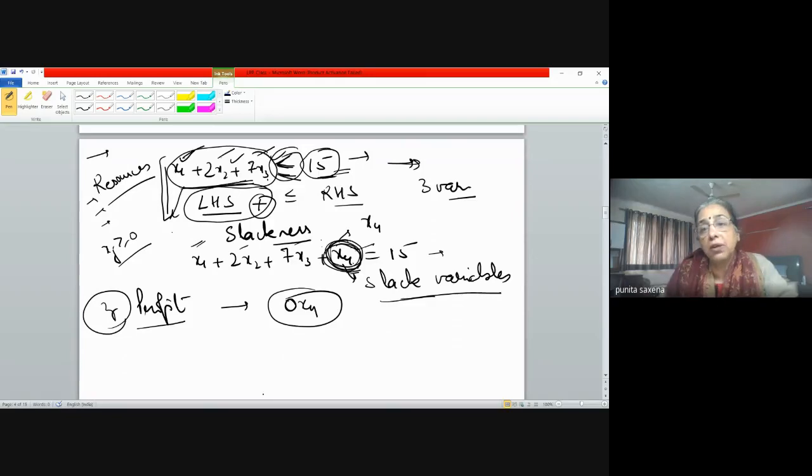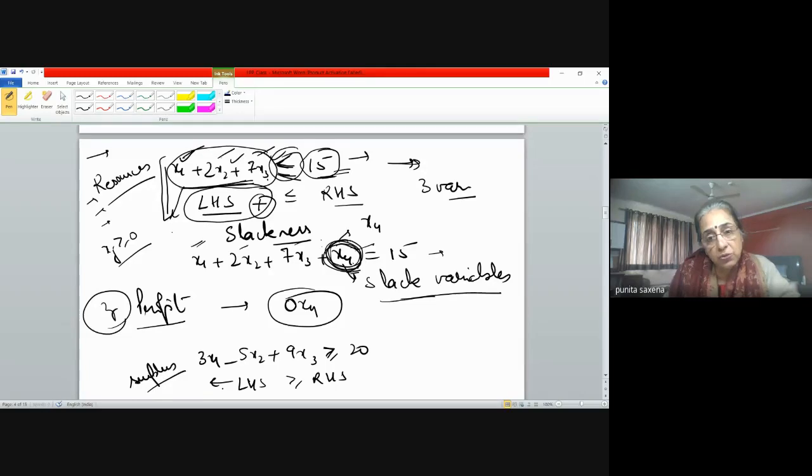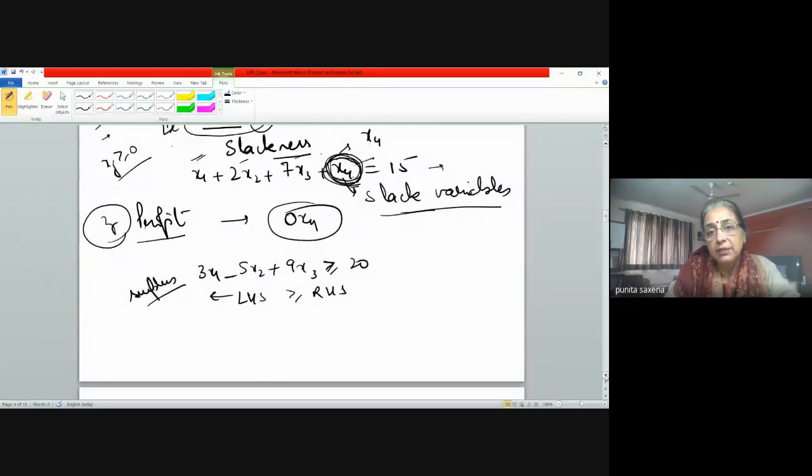Now this was when we had a less than or equal to type constraint. Supposing you have a constraint as 3x1 minus 5x2 plus 9x3 more than or equal to 20. Now you have a left-hand side more than or equal to the right-hand side. That means there is something surplus in your resource. So if there is something surplus, what do we have to do to make it an equality? We have to subtract something from the left-hand side. So I can write 3x1 minus 5x2 plus 9x3 minus x5 equal to 20, because my left-hand side was more than or equal to the right-hand side.